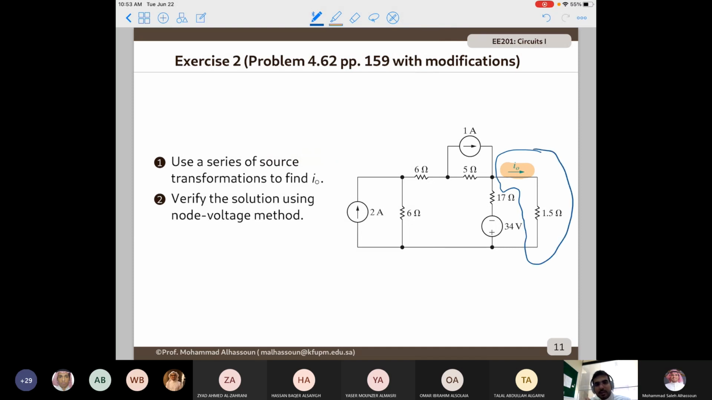So just keep this part as it is. Try to work on the parts that are not related to this part. So let's just start with Mohammed al-Sweden. Yes.